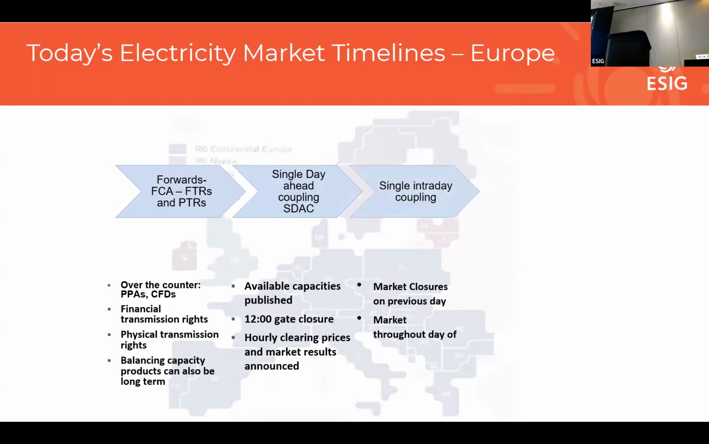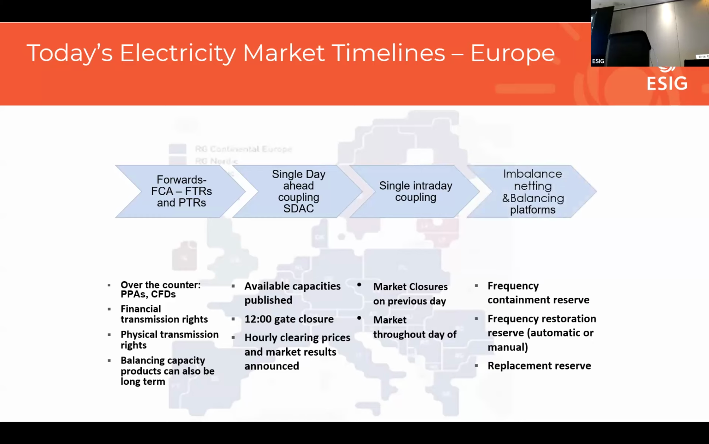And then after the day-ahead, so after 1 p.m., we have what we call the single intraday coupling. There, the market closes on previous days, but we still have market interaction, operated via the power exchange. It's really an exchange that happens during the day, which can be done via auction or continuously over the day. And it's really a market through the day until delivery.